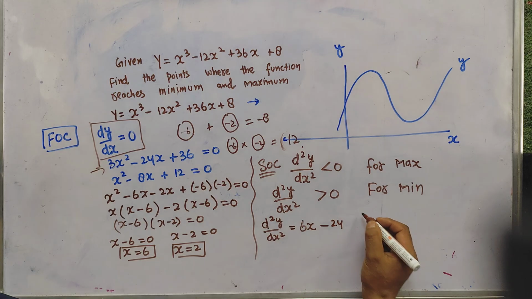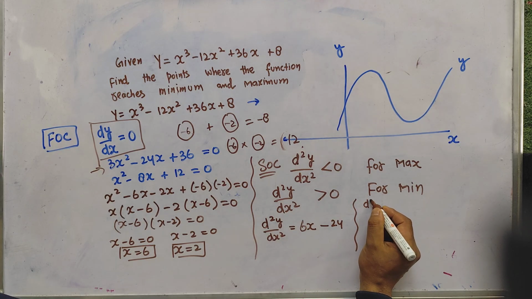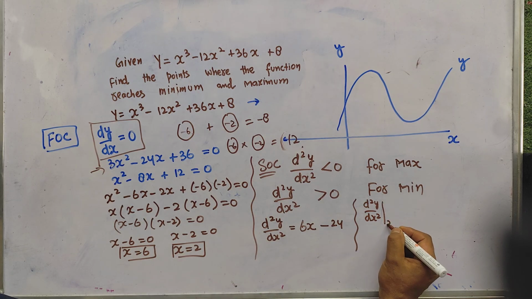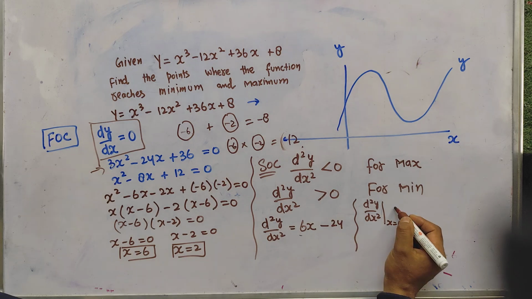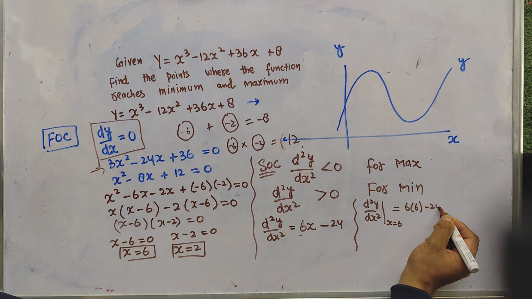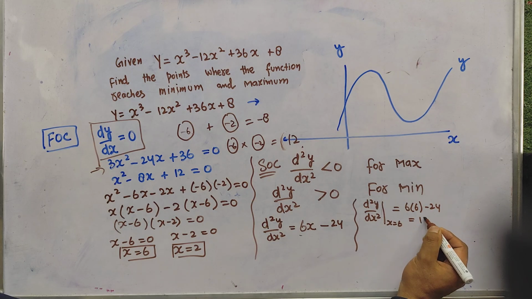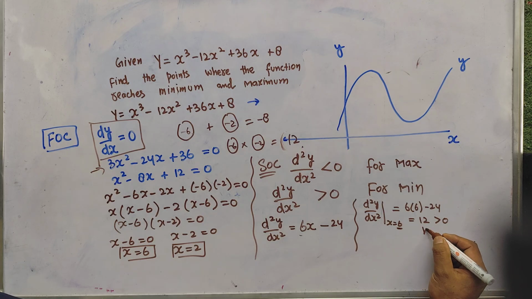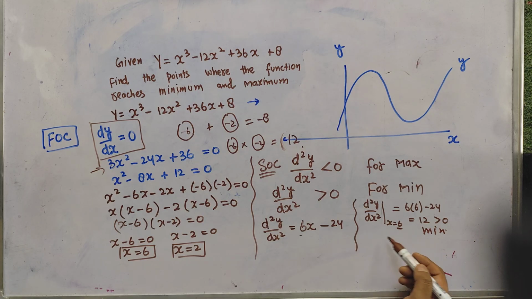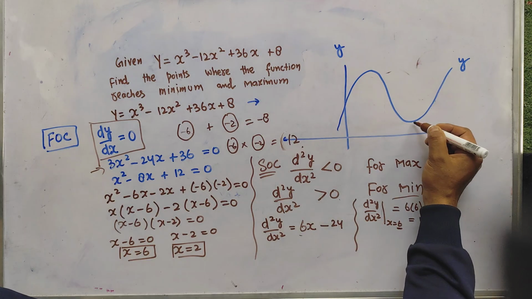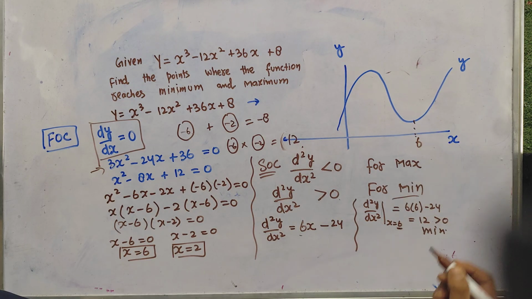Now we evaluate it at the critical point. So d square y upon dx square, when we evaluate it at x is equal to 6, plug in the value. So we have 6 in place of x, we write 6 again, minus 24, so it is 36 minus 24, which is equal to 12, which is greater than 0. So this point x is equal to 6 satisfies the condition for a minimum, because we got d square y upon dx square greater than 0. It is a relative minimum, so at this point we will have the minimum value of the function.